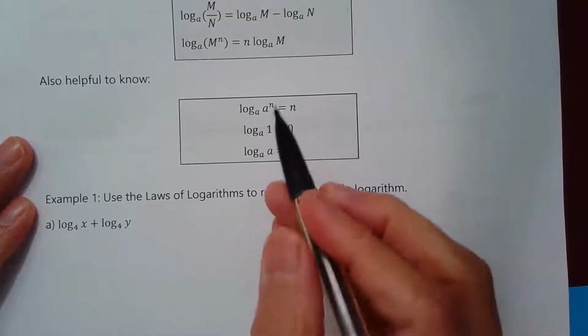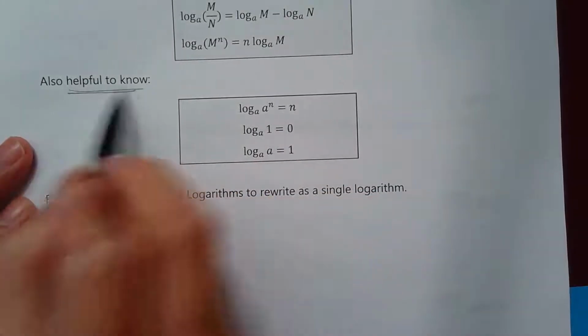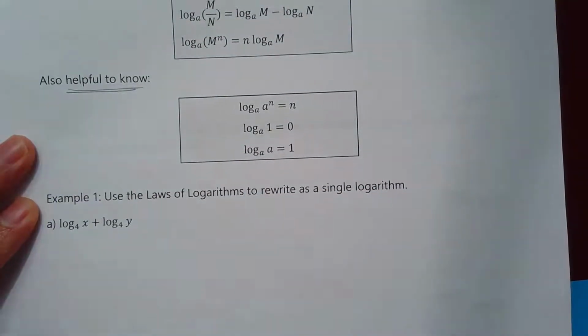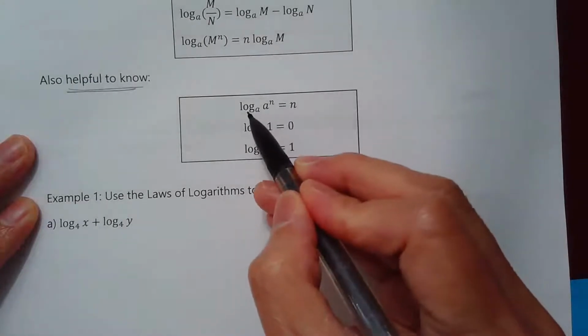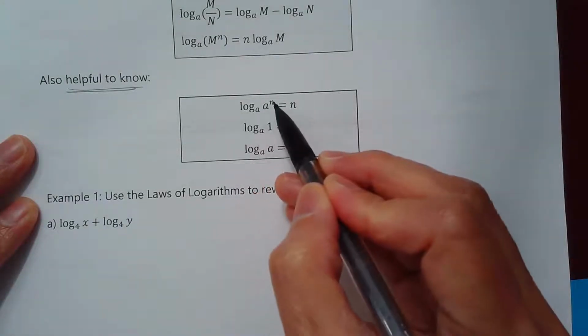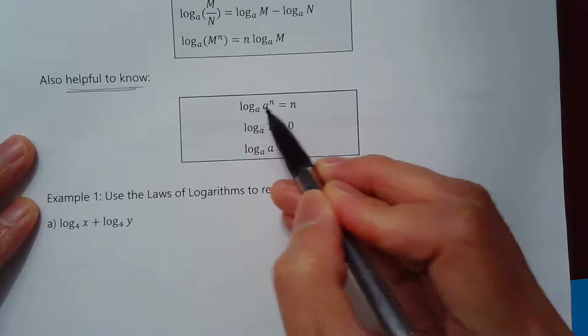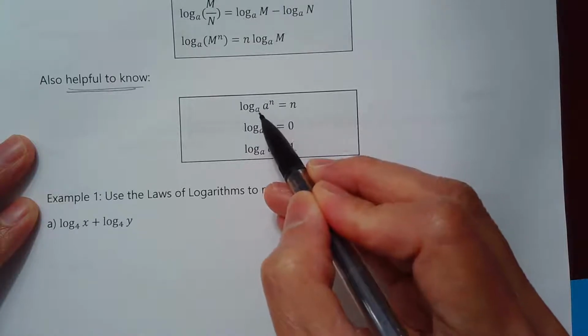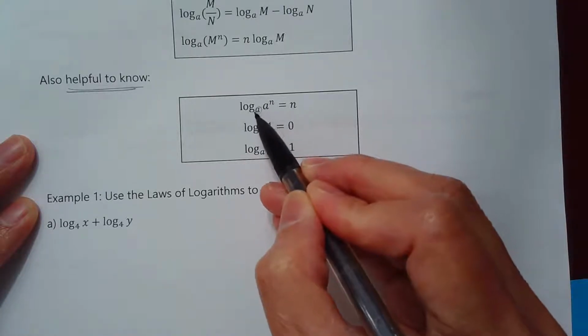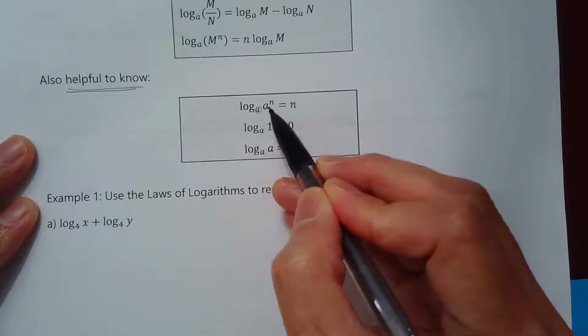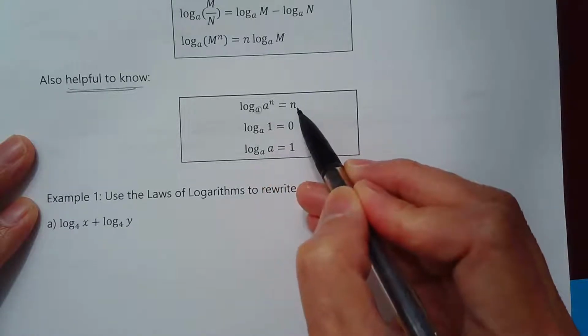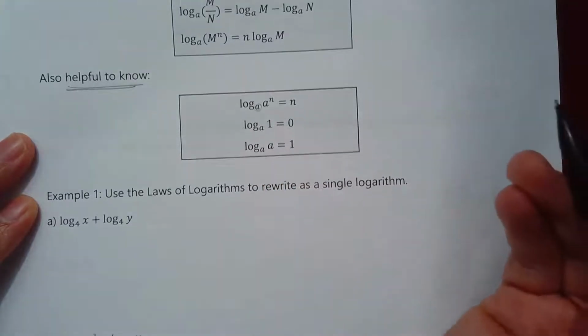These are helpful to know, because we might come across this one here. It says here log of a to the n base a. So what they're really saying is what exponent do I apply to a so that it becomes a to the n? Well, that's n. That's why it's n.